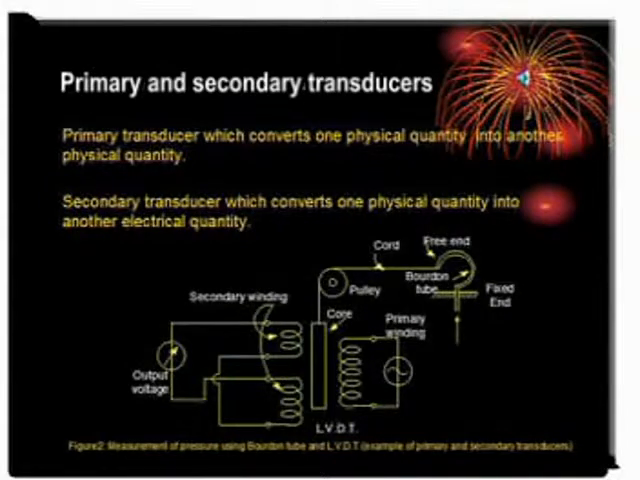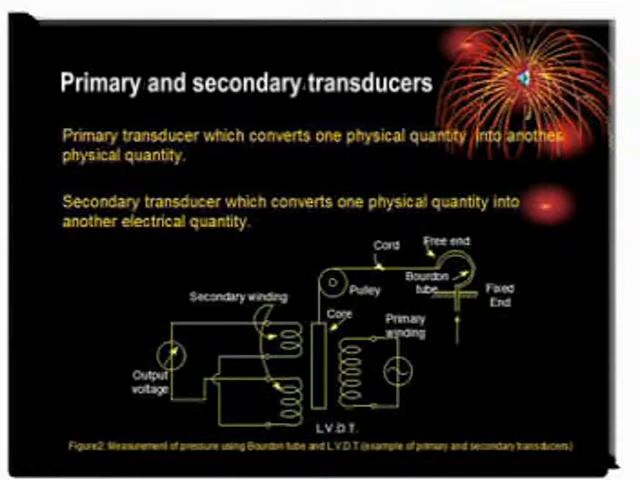LVDT consists of one primary coil and 2 secondary coils. There is one magnetic core placed in between 2 coils. Output can be measured across the 2 secondary coils. Measured physical quantity, that is pressure, is applied at the fixed end of the Bourdon's tube. On account of very high pressure, the free end of Bourdon's tube is tilted and thereby it makes a displacement.